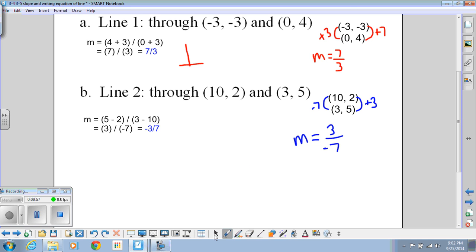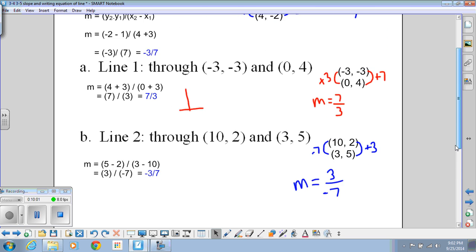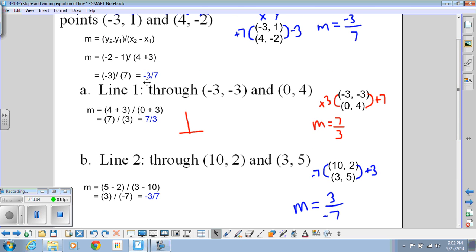So now we've got to compare. We know what our slope is. Now we've got to compare to our original. Negative 3/7, how does that compare to the original? Well, they're the same. So that must mean that this second line is parallel to that original.